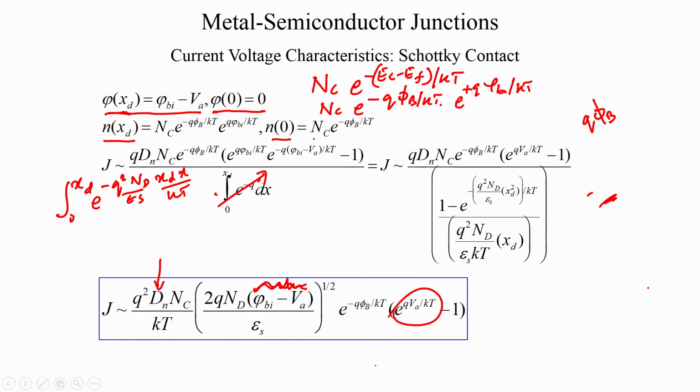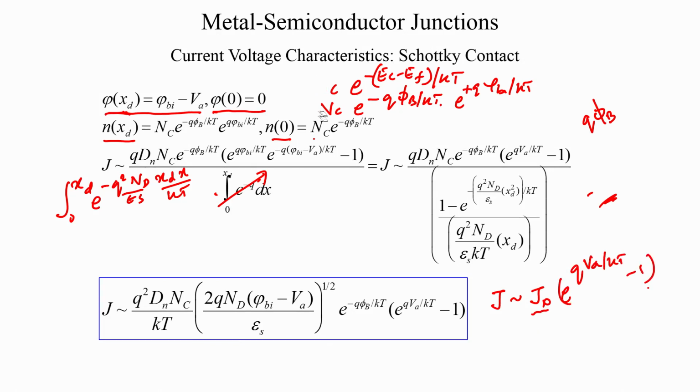If you go about with that understanding, you can say that J is as though you have a J naught. Of course, there is a slight dependence on VA, but as we discussed, you are going to ignore that. J naught e to the power QVA by KT minus 1. So, what does this characteristic look like?